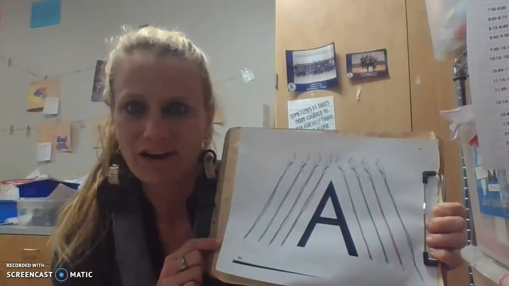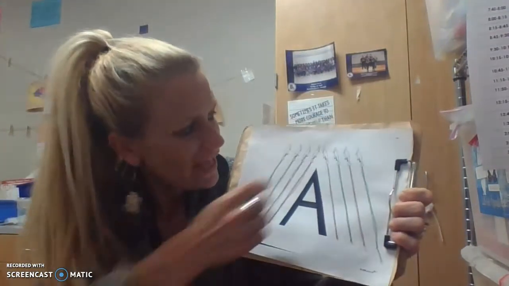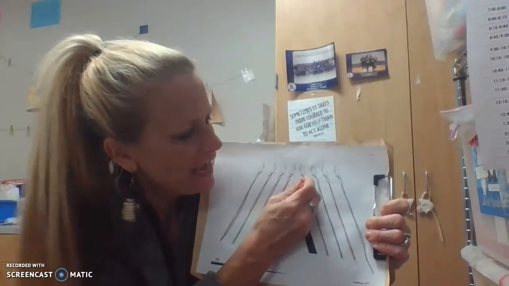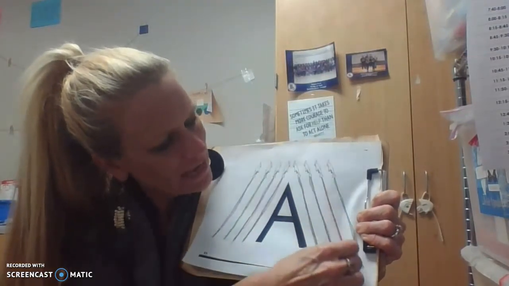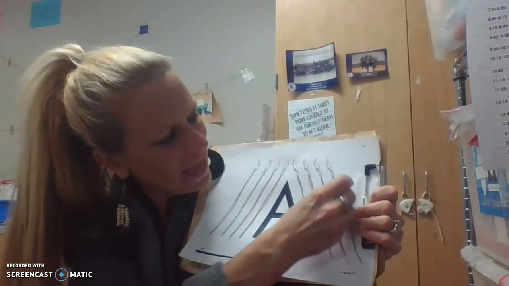He's very, very hungry for all those long diagonal lines. I'm on this side. All right, slide down and stop. Slide down and stop. Slide down and stop. Wow, look at all of those diagonal lines for the letter A.